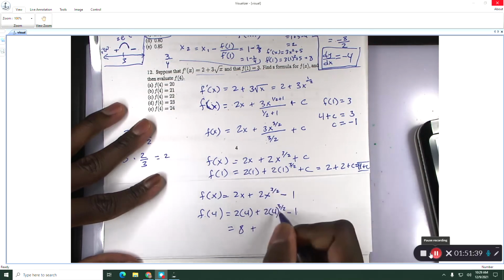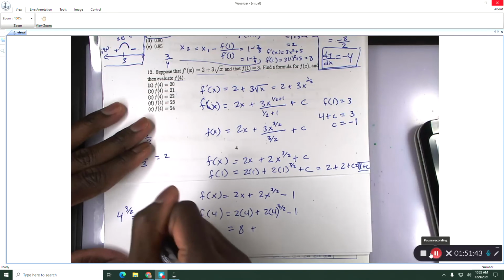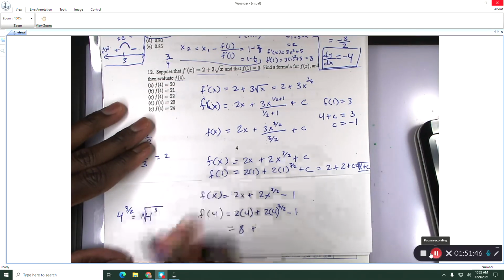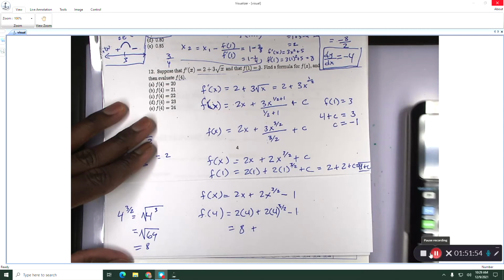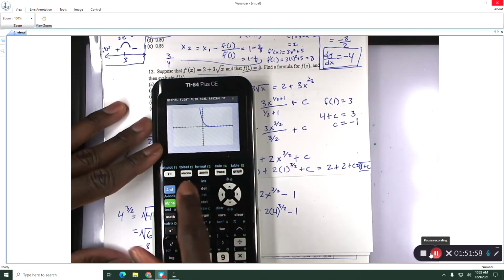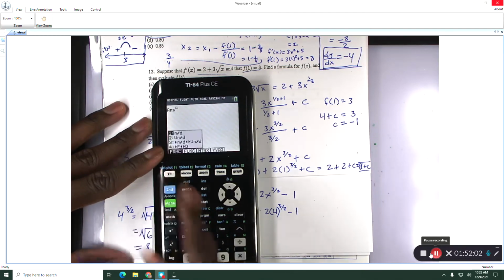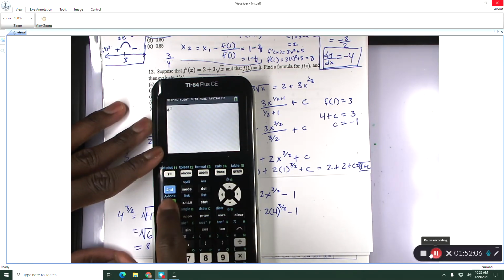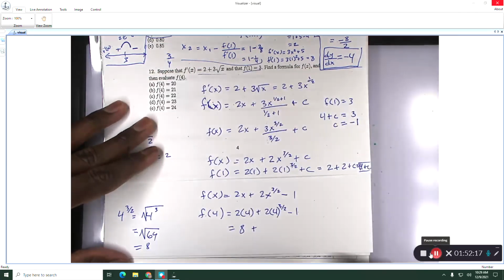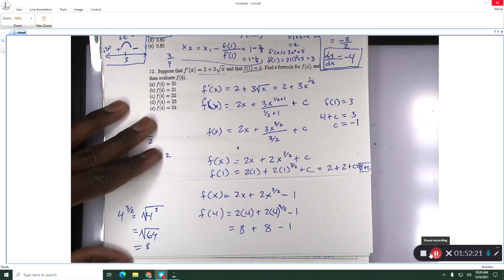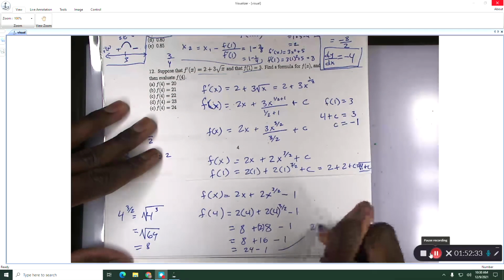4 to the 3/2 is the same thing as the square root of 4 cubed, the square root of 64, which is 8. You could also put that into your calculator. I use alpha y equals to do fractions in my graphing calculator: 4 to the 3 divided by 2. I see that that's 8. Then 2 times 4 is 8, plus 2 times 8 is 16, so 8 plus 16 minus 1. 24 minus 1 is 23.